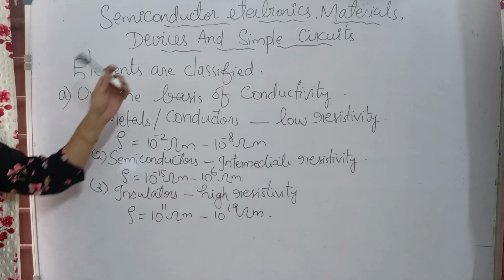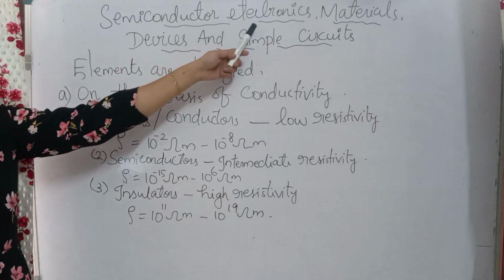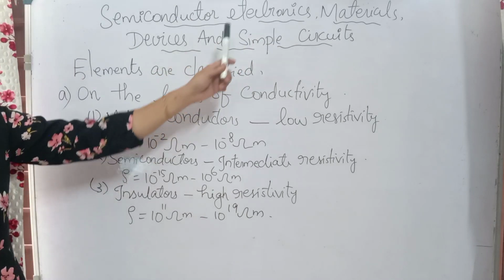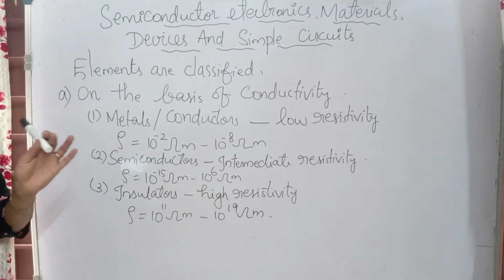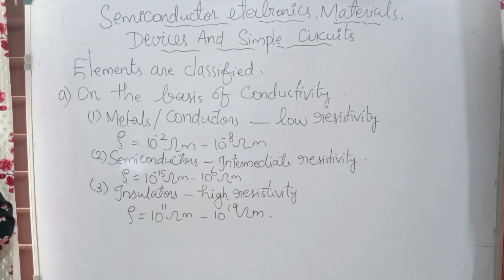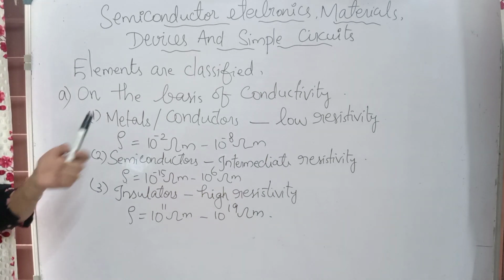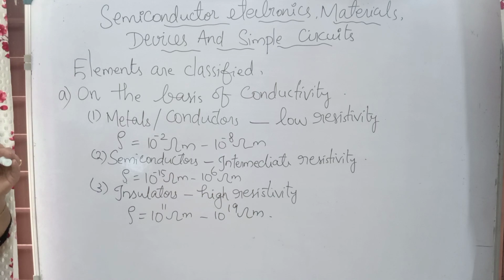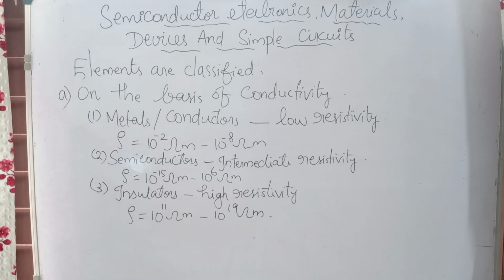Today we are going to start a new chapter, Semiconductor Electronics: Materials, Devices and Simple Circuits. In this chapter we will discuss classification of metals, conductors and semiconductors, intrinsic semiconductors, extrinsic semiconductors, PN junction, semiconductor diode, and application of junction diode as a rectifier. So all these topics we will discuss in this chapter.